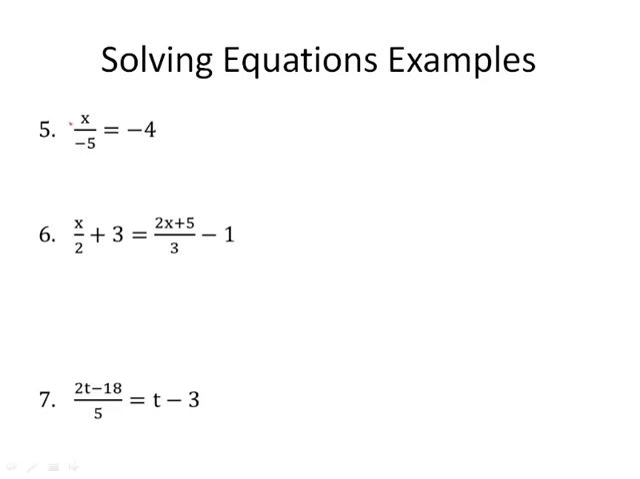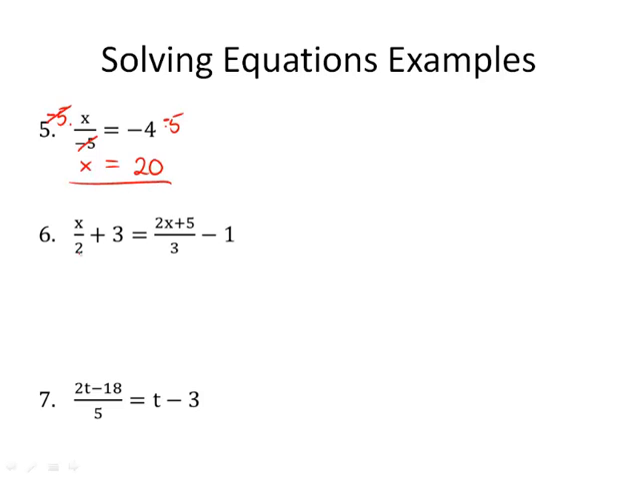So number 5, let's multiply both sides by 5. Better yet, let's multiply by negative 5. That way, the negatives here cancel out. You're left with just x equals negative 4 times negative 5, which is 20. Done.